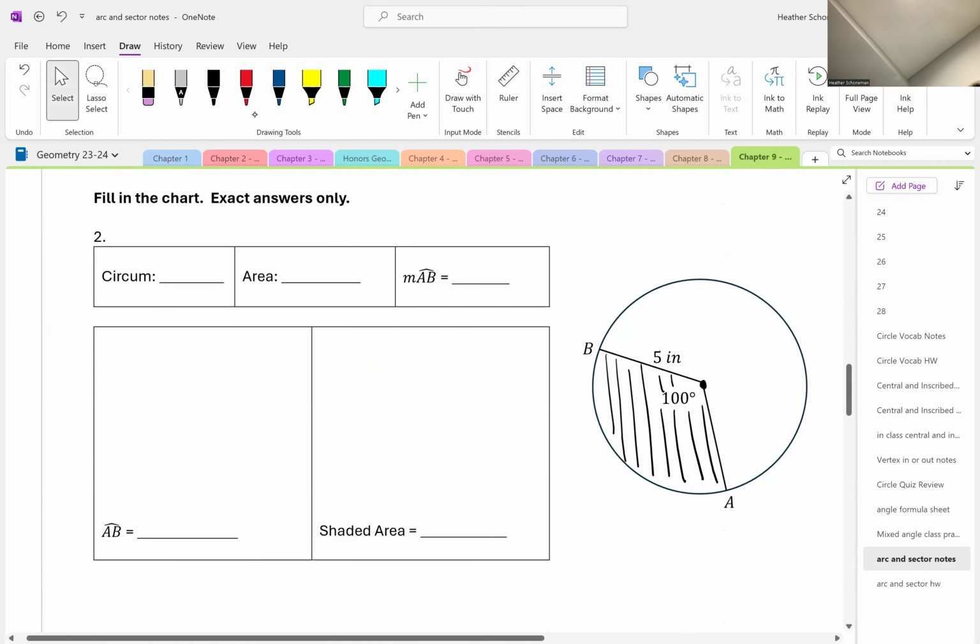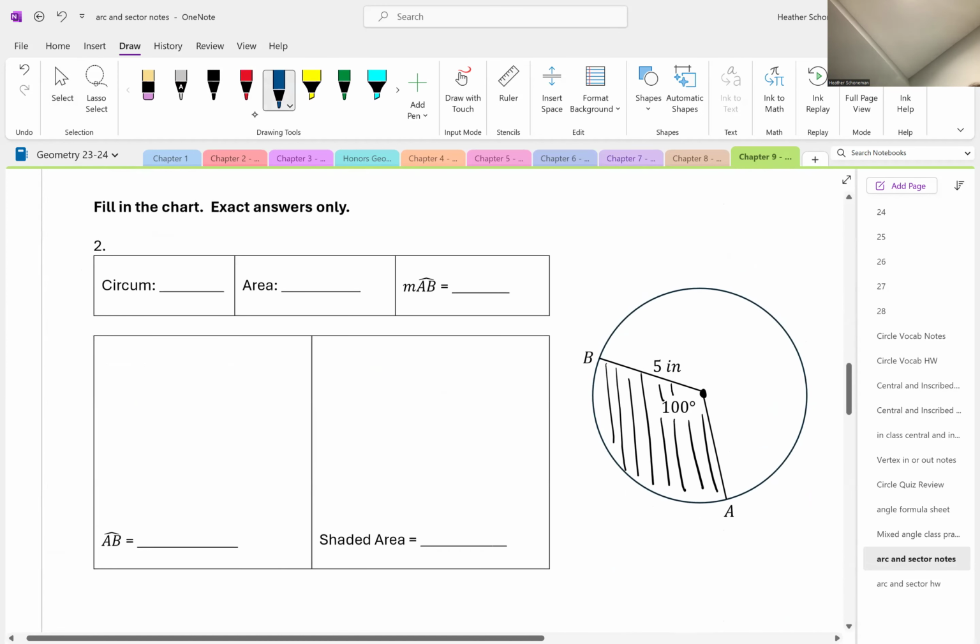All right, let's try this again. Number 2. The radius is 5, so that makes the circumference 10 pi inches. That makes the area 25 pi inches squared.